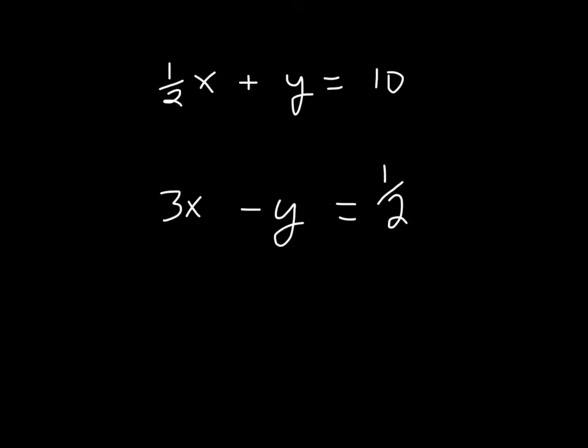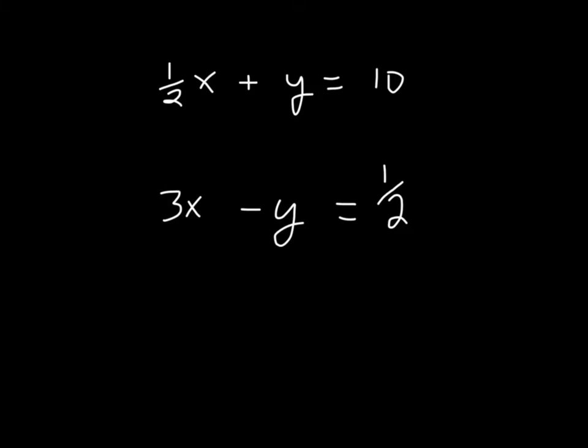Above are two equations which appear initially to be in standard form. However, they are not in standard form because a, b, and c are not all integers. In the first one, a is 1/2, b would be 1, c would be 10. This is fine. There's a 1 there, even though you can't see it. It's 1y. This is the issue, the 1/2.